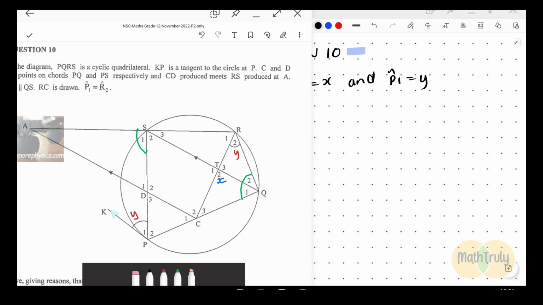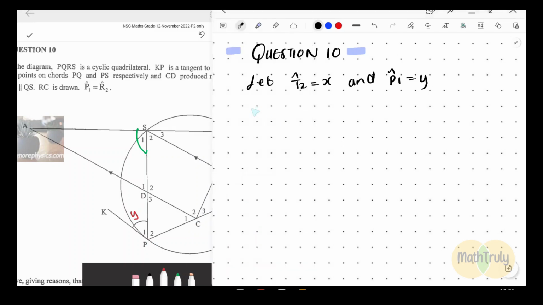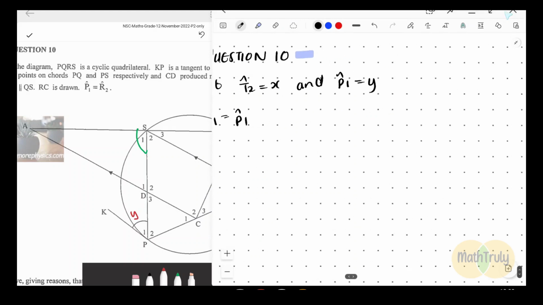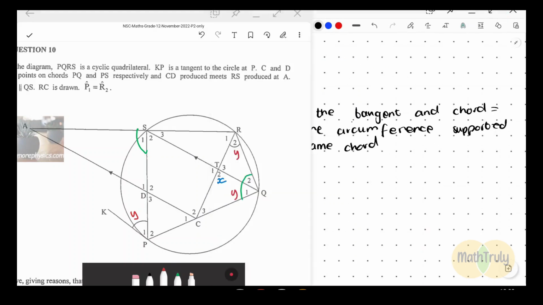So it means that the angle between the tangent and the chord is equal to the angle supported by the same chord. So this angle Q1 is equal to Y. Okay, so we can just state that down now. Know that, because of the tan chord theorem, but you have to write the theorem in full. Remember that angle has to be at the circumference. If it was at the center, that doesn't make them equal.